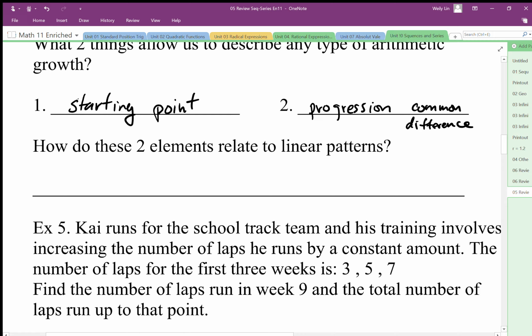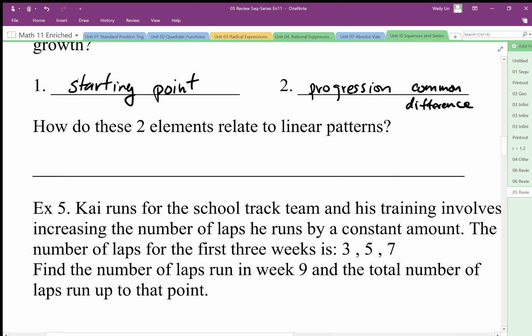Well, these two things show up in linear relationships, and they relate to the starting point is the y-intercept, and the progression is the slope. So these things go together, and it's important to connect these two because really they are the same thing when we talk about arithmetic growth. Okay, arithmetic growth is a linear pattern.